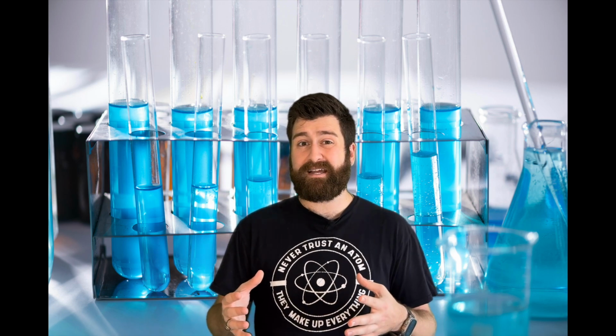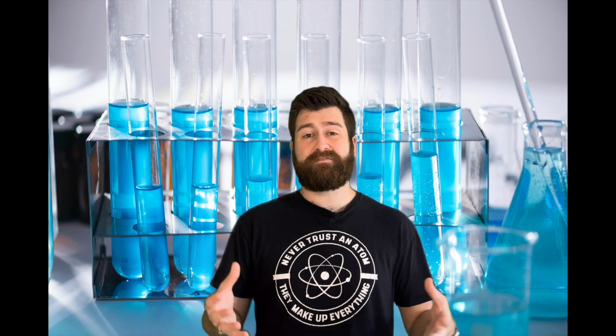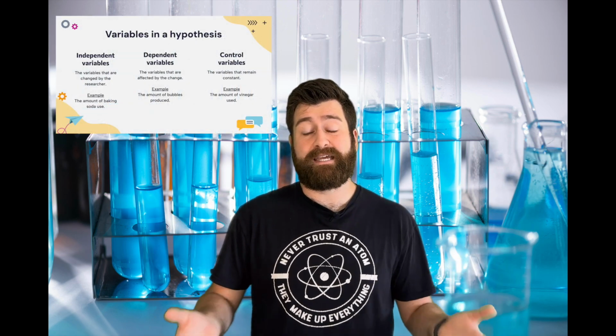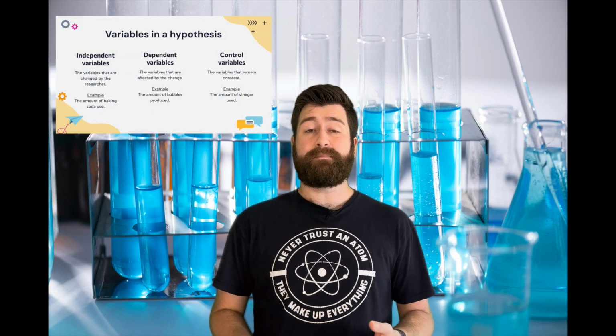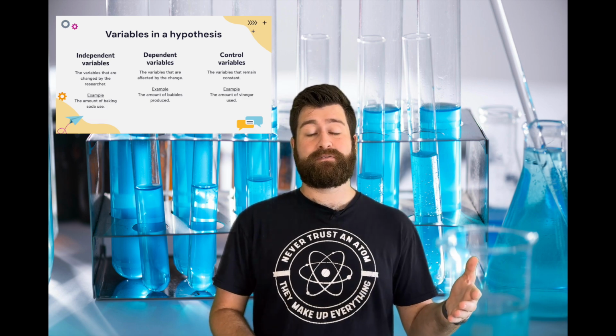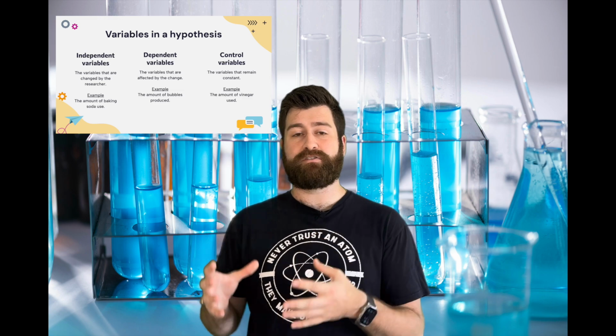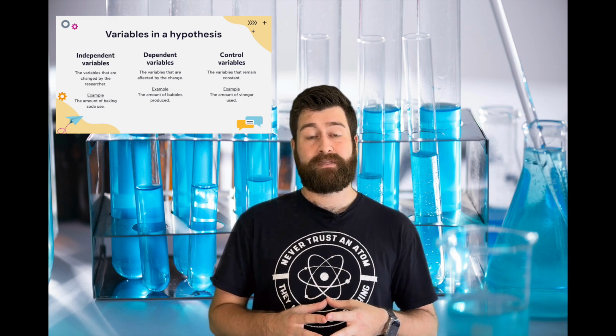Before we move on to the next step, I mentioned different kinds of variables. So what are they? Well, there are multiple variables in a hypothesis. One type are the independent variables. These are the variables that are changed by the researcher and scientist.